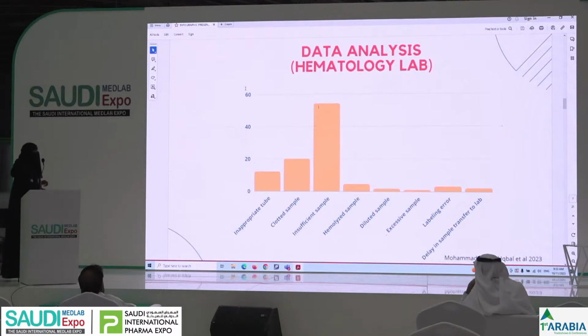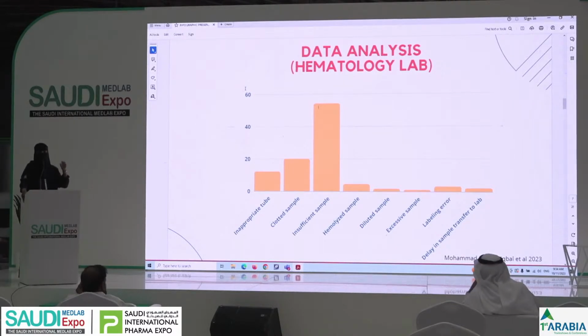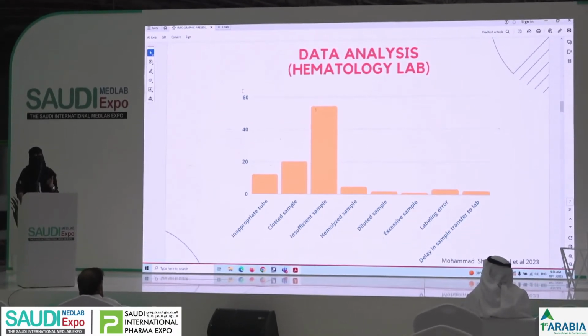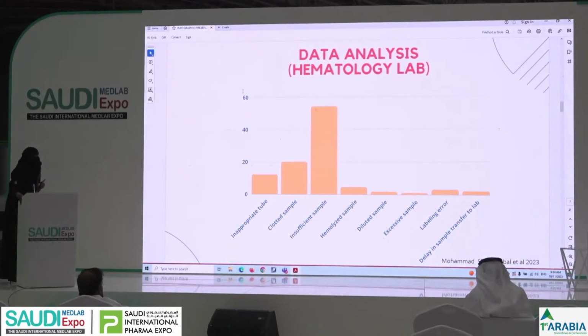The study was also done in the hematology lab, where the majority of rejected samples, about 55%, were rejected due to insufficient sample. Again, low volume, less than the required sample. So when we analyze the sample in the instrument, it is short, and we cannot get an appropriate result.